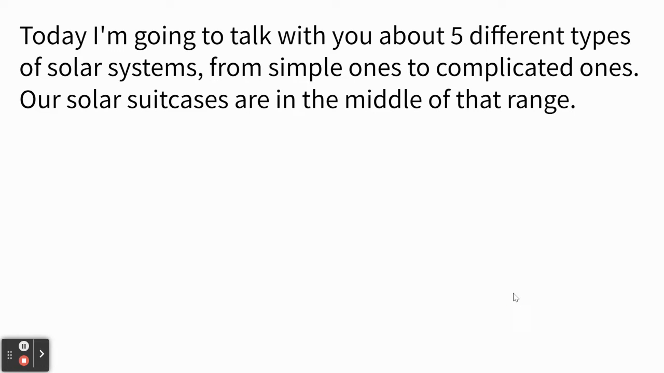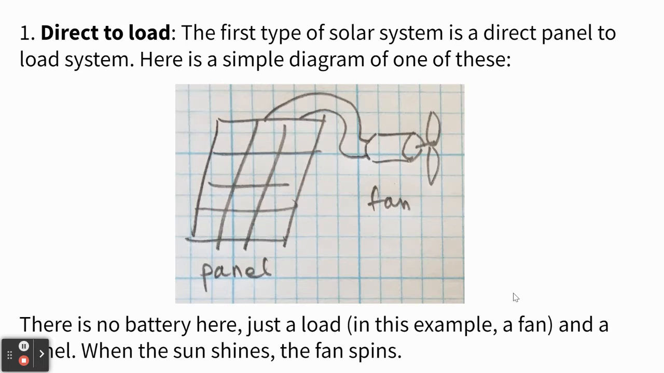So we're going to talk about 5 different types of solar systems. And I'd love it if you particularly paid attention to the one that's most important, number 3 in the middle. So we're going to talk about them from easiest or simplest to more complicated.